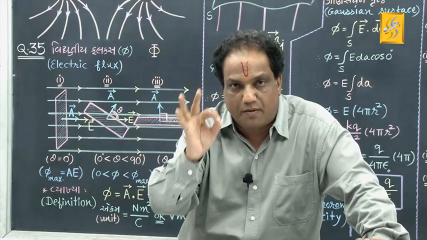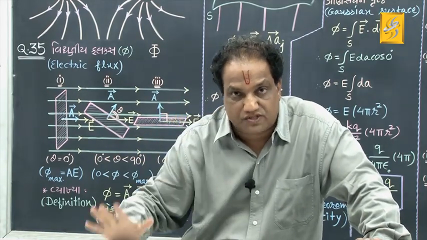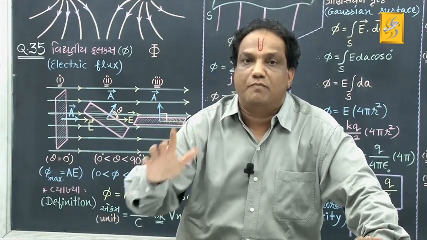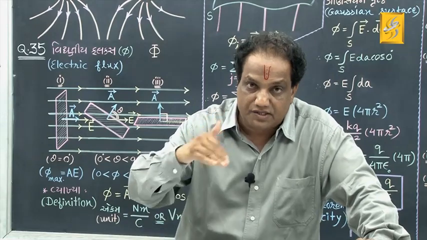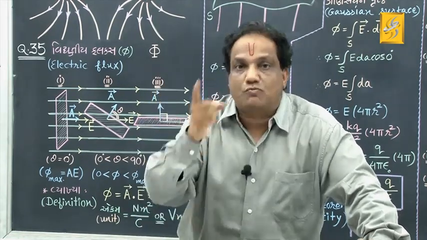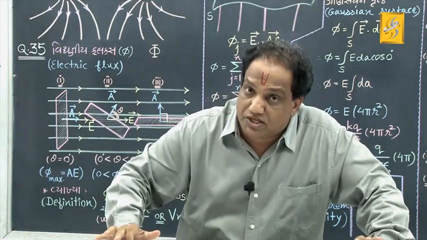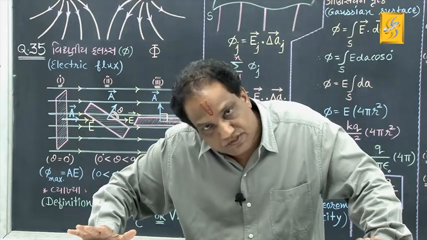So depending upon the number of electric field lines passing through a given surface, we can have a measure of the amount of electric flux. Greater is the number of electric field lines, greater is the electric flux. Smaller is the number of electric field lines passing through a given surface, smaller is the electric flux. Simple? Fine.